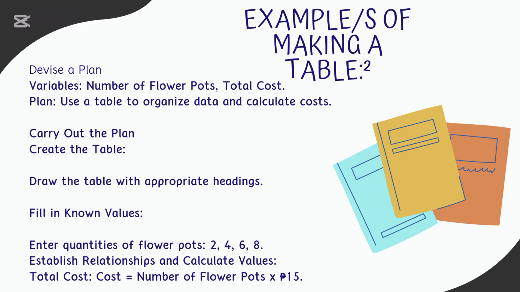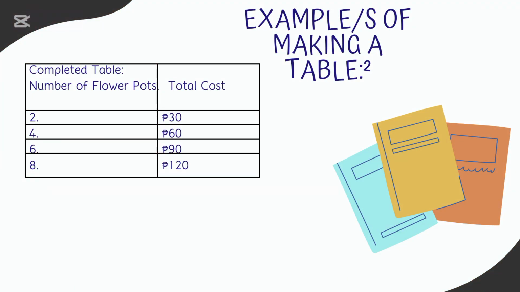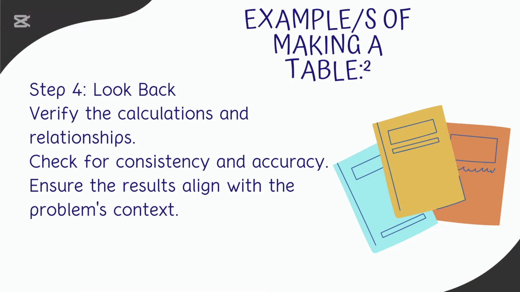So for this table, like I said earlier, we have two variables: the number of flower pots and the total cost. And for step 4, look back. You need to verify the calculation and ensure all calculations are correct, check consistency, and confirm the result makes sense. So we need to look back. We need to go back to the table.